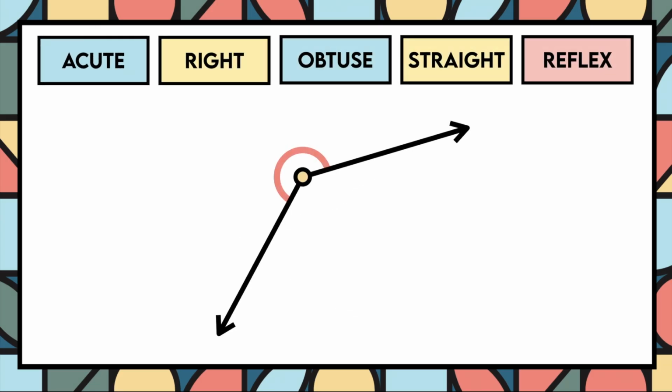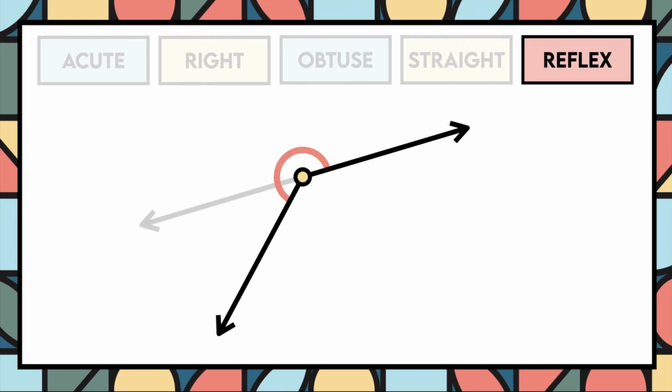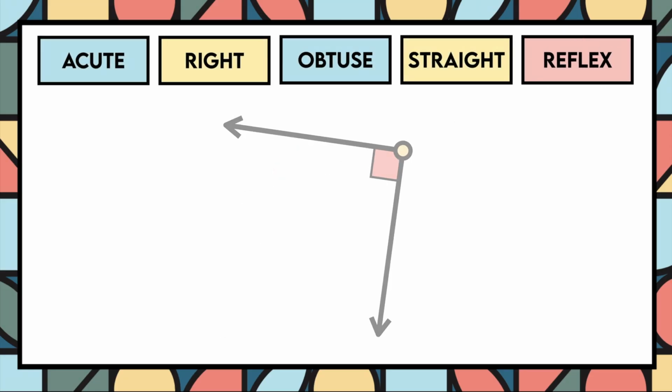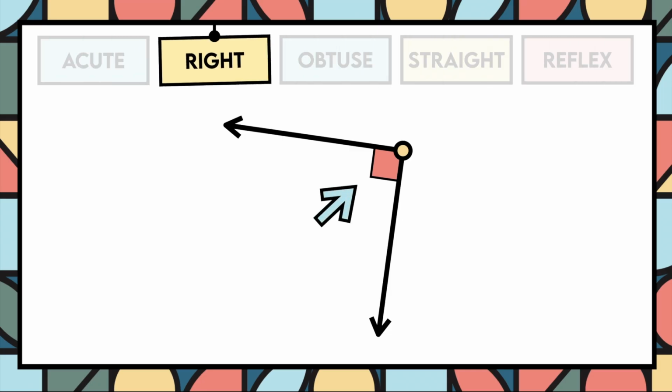Which angle is this? This angle is bigger than a straight angle. It's a reflex angle. Which angle is this? Look, it has a little square at the vertex. This is a right angle. It is bigger than an acute angle, but smaller than an obtuse angle.